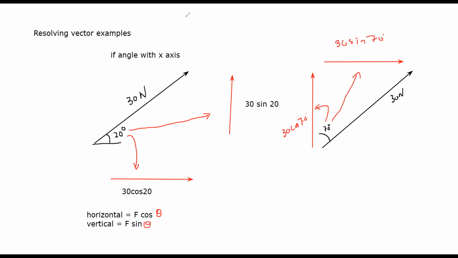But the opposite will happen if the angle is given with the y-axis. Then this will be horizontal, and the other one will be vertical.